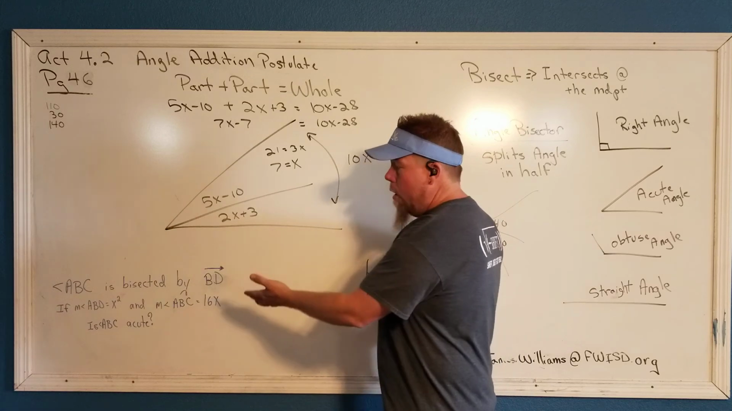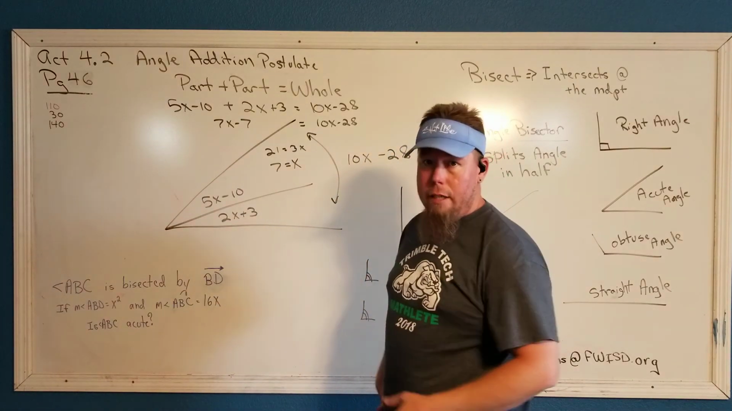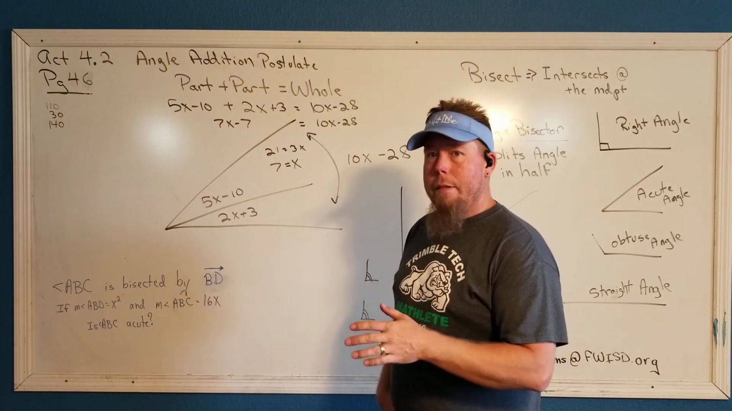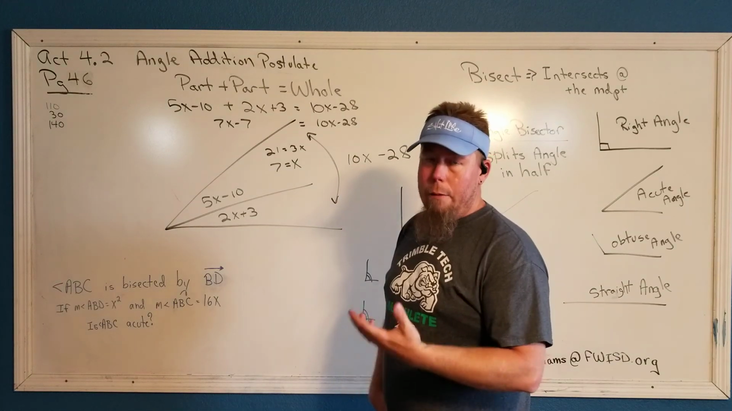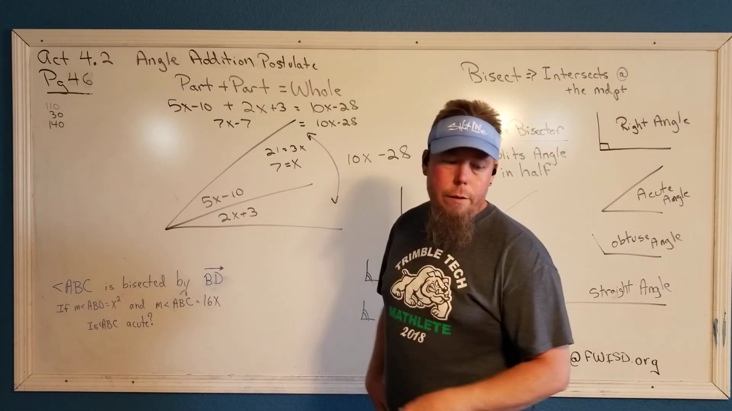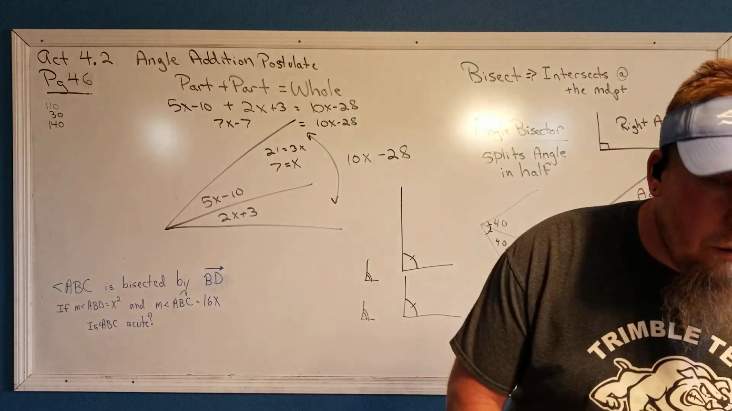So really, we need to solve for the measurement of ABC. And we need to verify whether or not ABC falls in between 0 and 90, and that will answer our question for us, okay? Now, how do we do that? Well, the same way we do most of these problems, we need to draw a picture.